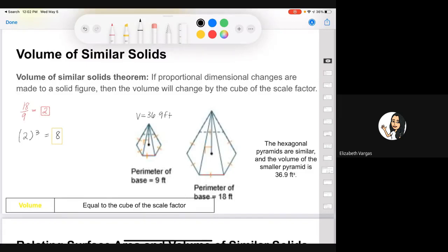Okay. So basically what that's telling me is that my volume is going to change by a scale factor of 8. Well, the way that I can identify my missing volume, the volume of my larger pyramid, is to take my scale factor is equal to, I'm looking for the volume X over the volume of my smaller one. Now I just cross multiply.